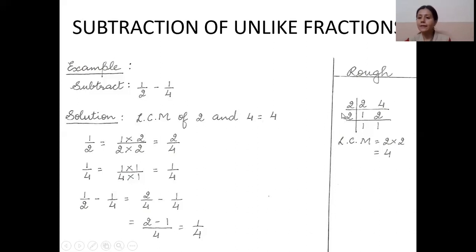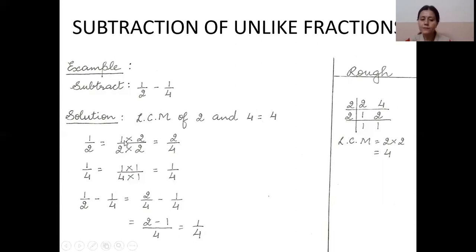You can see I have done the calculation in the rough column beta. 2 ones are 2, 2 twos are 4. Again 2 ones are 2. Now what will be your LCM? 2 twos are 4. Now beta take the first fraction 1 upon 2. You will make the denominator equal to the LCM. Your denominator is 2, LCM is 4. So 2 twos is 4. The number with which you multiply the denominator, the same number children, you have to multiply your numerator also.